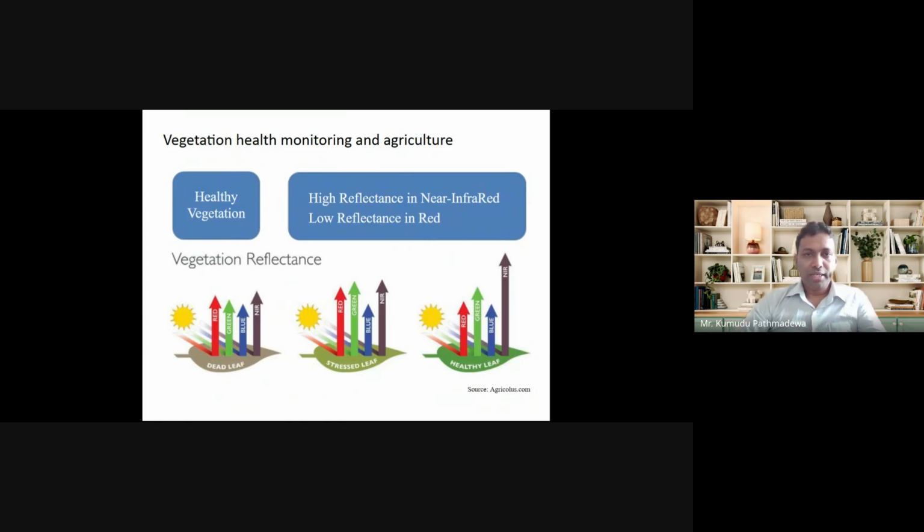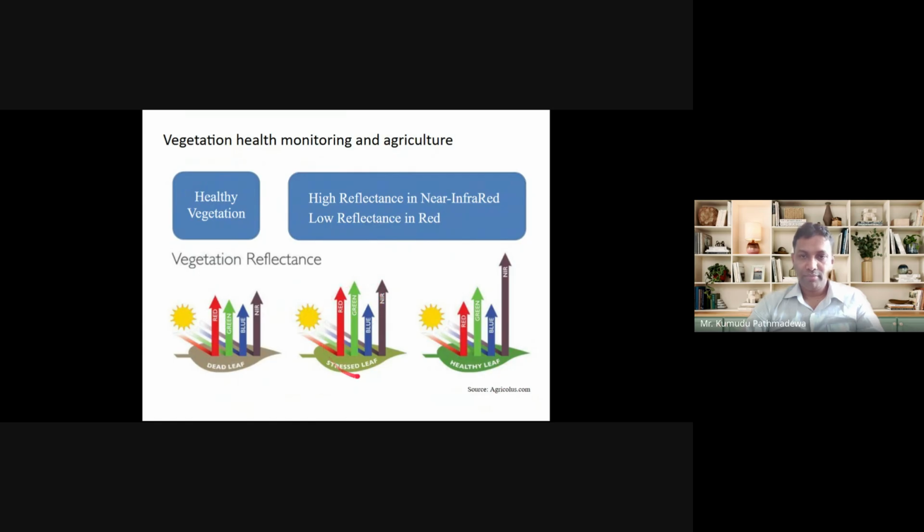So here you can clearly see the difference between healthy and unhealthy vegetation. Healthy plants have high reflectance in the near infrared region and low reflectance in the red band. So this is healthy. In near infrared, it has higher intensity, and unhealthy or stressed vegetation shows the opposite.